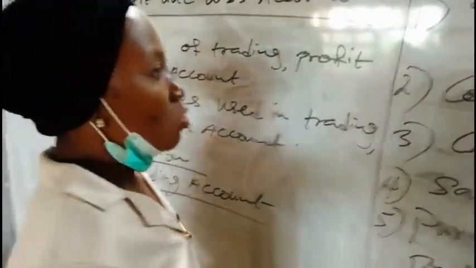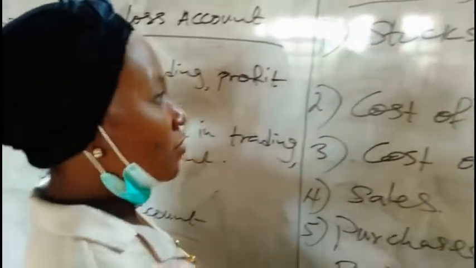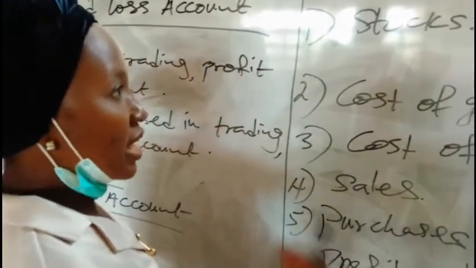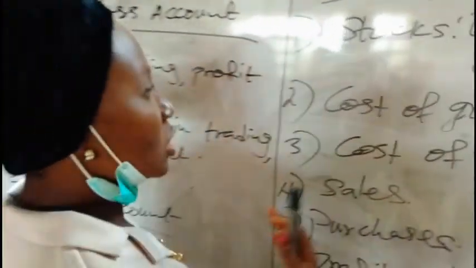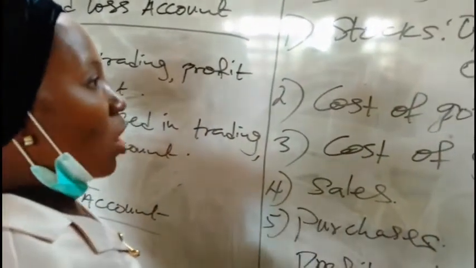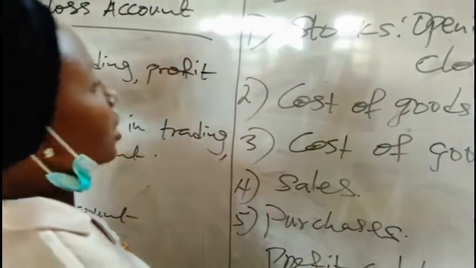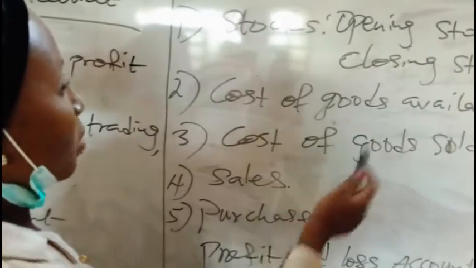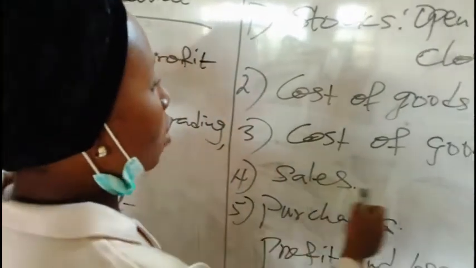Now, what do you understand by stocks? The opening stock is the stock at the beginning of the business, while the closing stock is the stock realized at the end of the financial year. Then we have the cost of goods available for sale, which are the goods which are ready for business purposes.